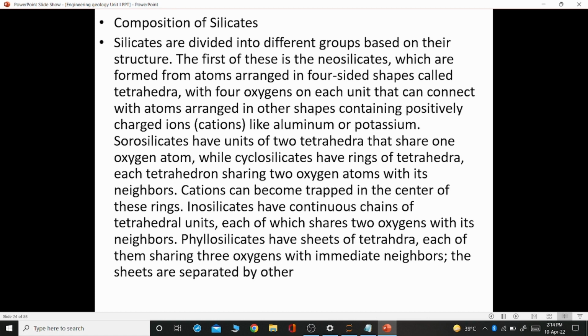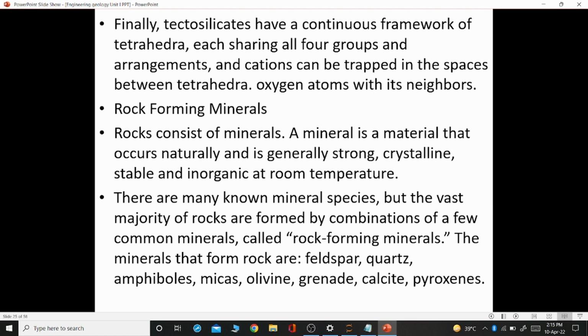Inosilicates have continuous chains of tetrahedral units, each of which shares two oxygens with its neighbors. Phyllosilicates have sheets of tetrahedra, each of them sharing three oxygens with immediate neighbors. The sheets are separated by other cations. Finally, tectosilicates have a continuous framework of tetrahedra, each sharing all four oxygen atoms with its neighbors, and cations can be trapped in the spaces between tetrahedra.